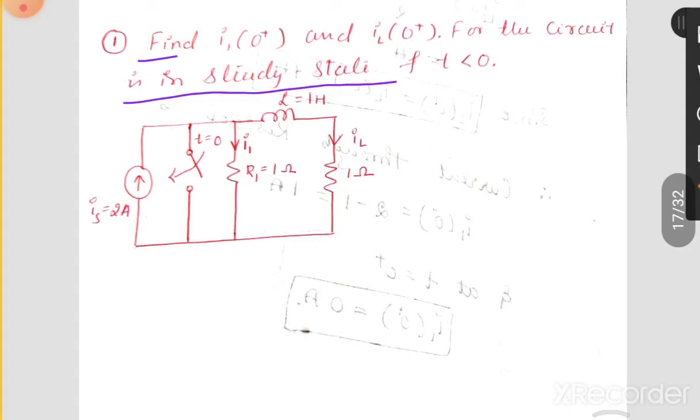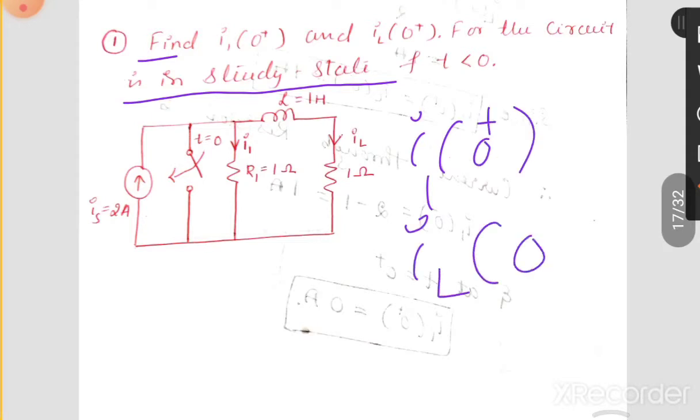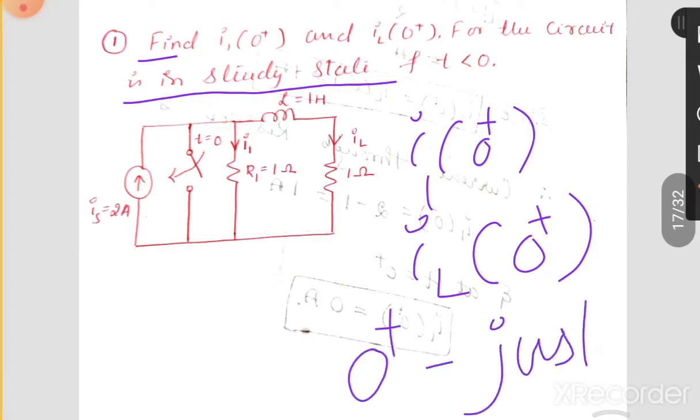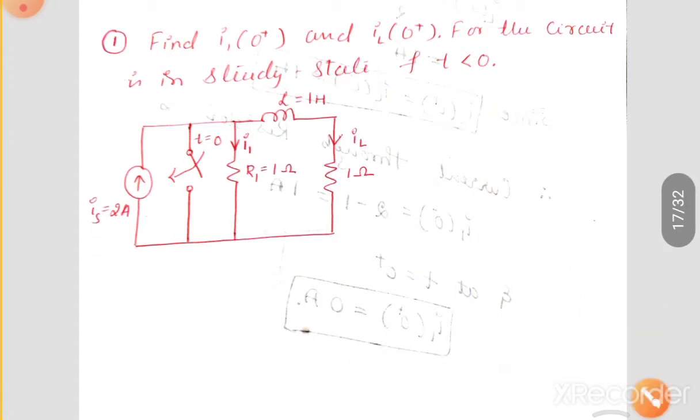Okay, with t less than 0. Understand the numerical example first. They have asked us to calculate I1 of 0 plus, and we need to calculate what is IL of 0 plus. 0 plus means just after the switching action, whether the switching action is closing or opening. Let's see.